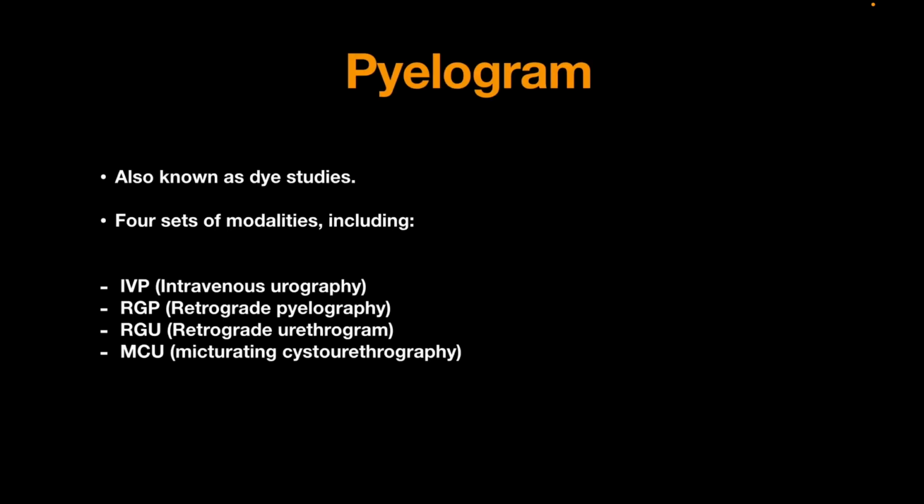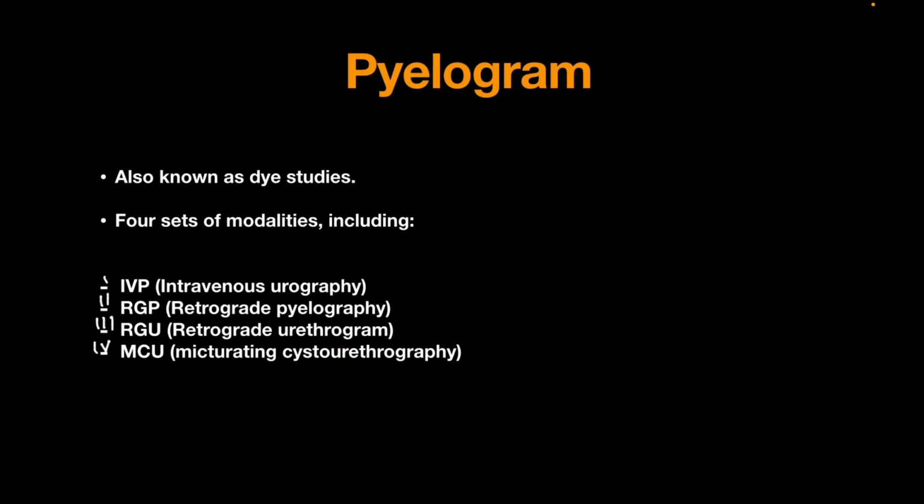Today we are going to discuss the genito-urinary system in radiology. First, we will discuss pyelogram. Pyelogram is also known as dye studies, and there are four sets of modalities in pyelogram, including intravenous urography, retrograde pyelography, retrograde urethrogram, and micturating cystourethography. So these are the four modalities in pyelogram.